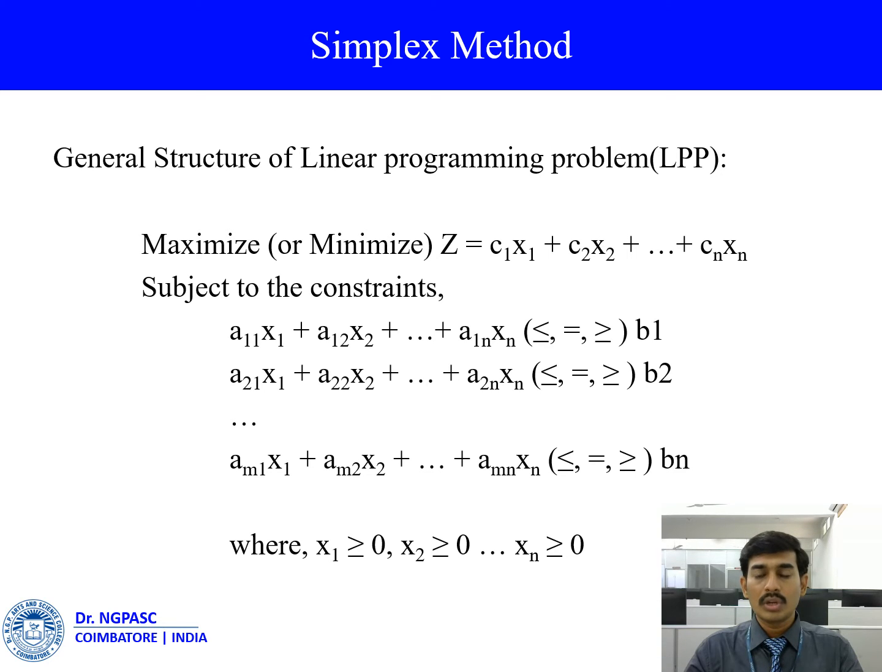Here b1, b2, bn are all constants, where x1 greater than or equal to 0, x2 greater than or equal to 0, xn greater than or equal to 0, all are non-negativity constraints.